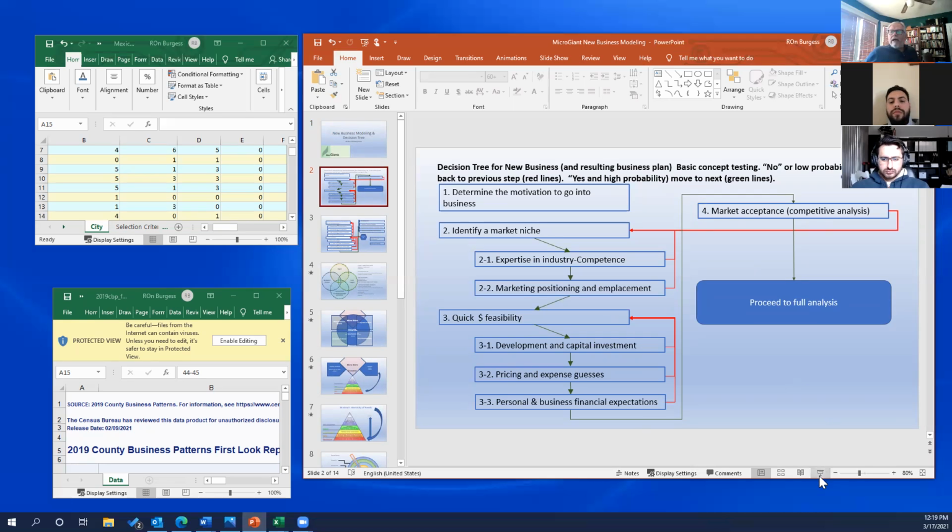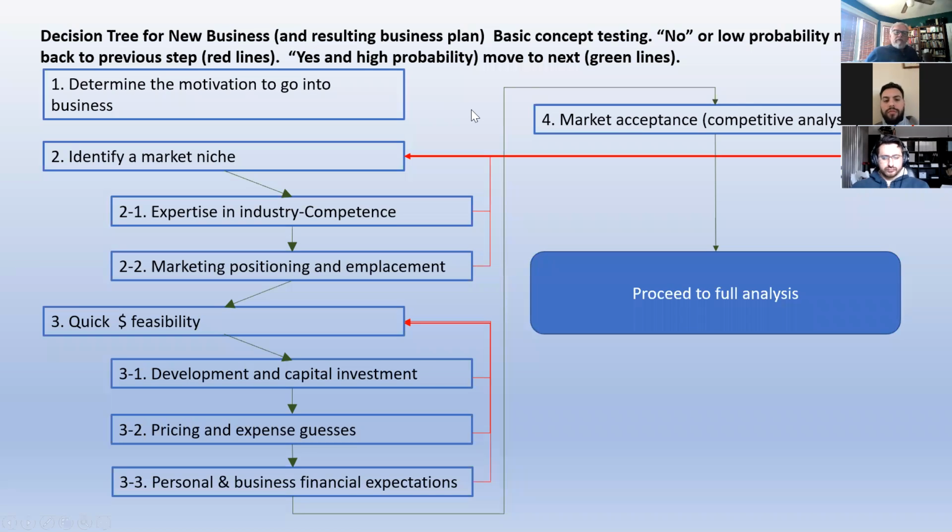Basically, what we did last week is talk about how we can develop a real process to make decisions when you're opening up a new line of business, a new store, or a brand new startup business. And what this does is this kind of helps you walk through it. So first you need to have a discussion about the motivation of why you're going to go into business, and then we have a group of things here on identifying the market niche.